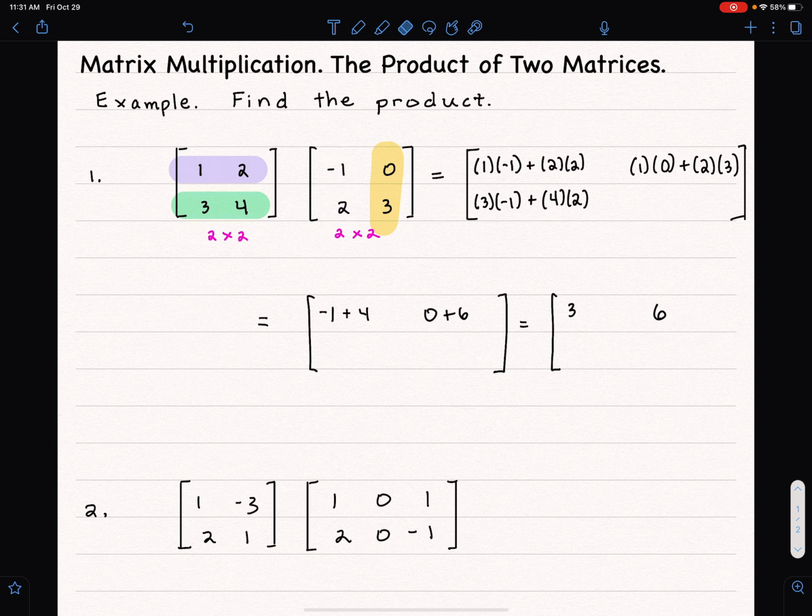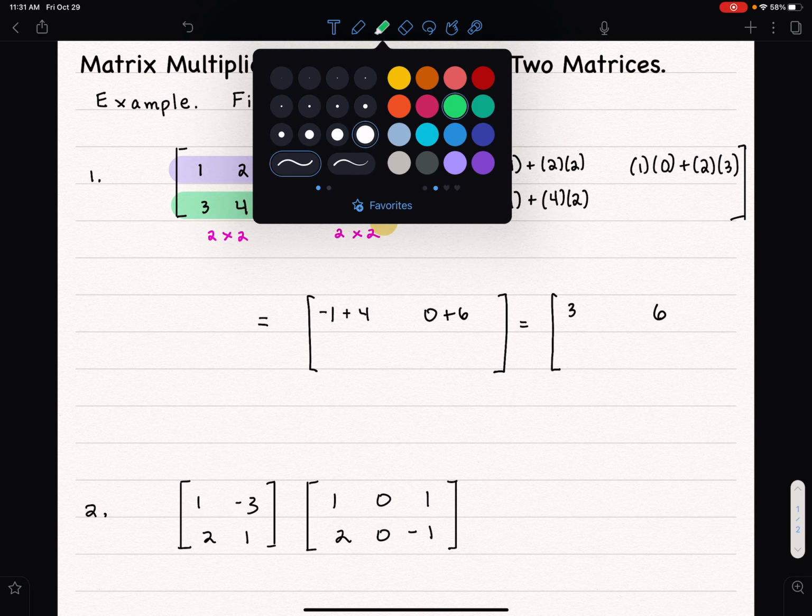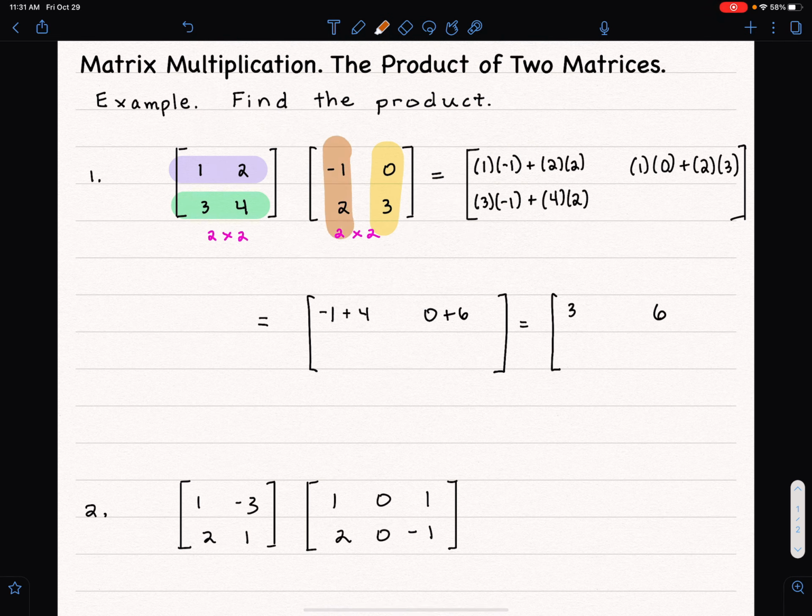Maybe my colors would be better if I picked a different one for this. What other colors are there? Orange? Okay.